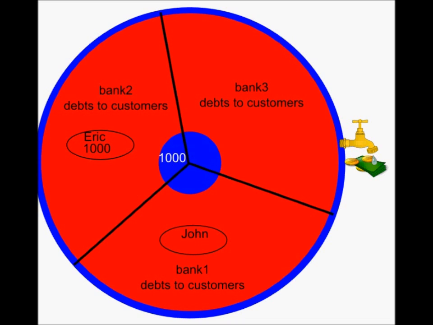Note that John didn't pay any money to Eric. The only thing happening was a bank debt swap. John got less of his bank's debt on his account and Eric got more of his bank's debt on his account. Hence, transfers between different bank accounts isn't actually a payment system. It's more accurate to call it a bank debt swapping system.